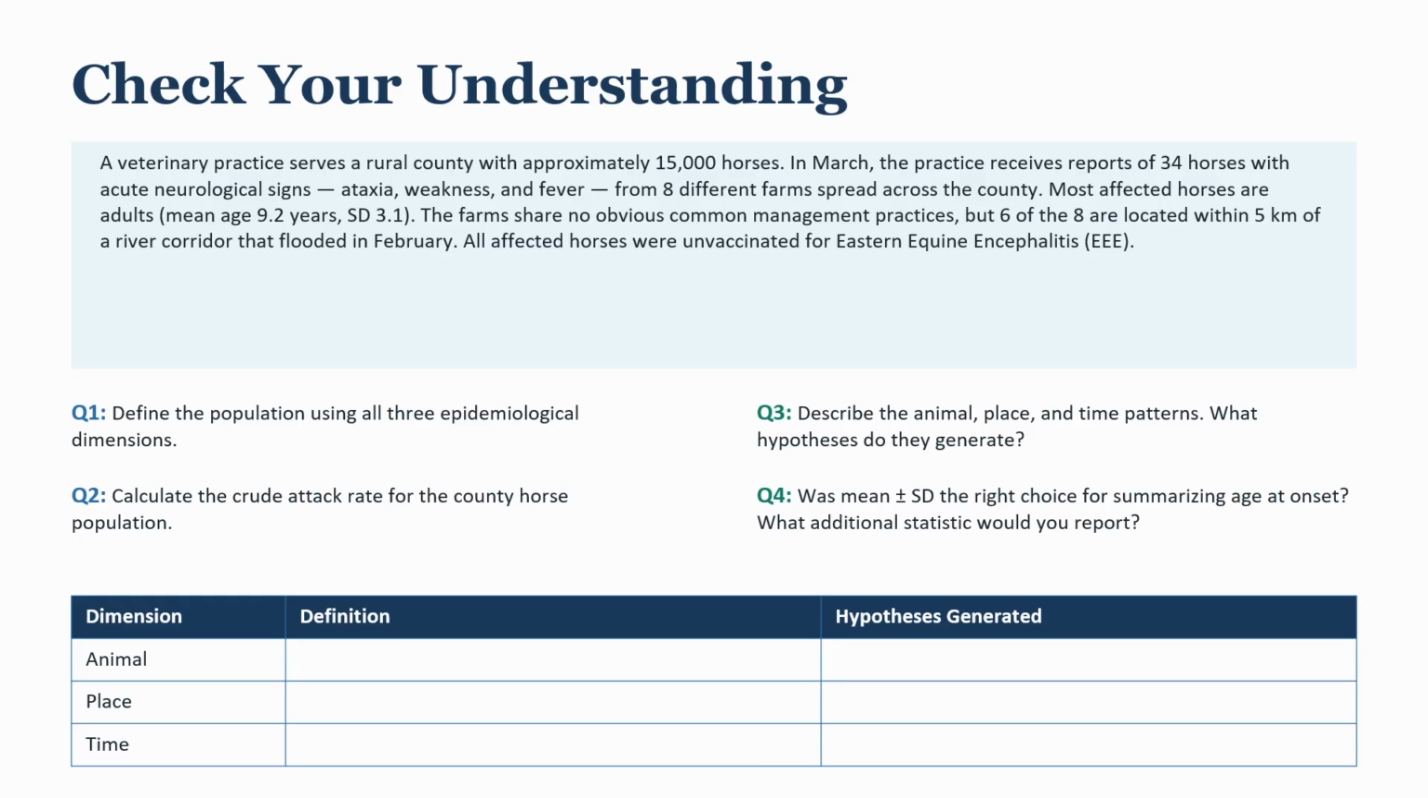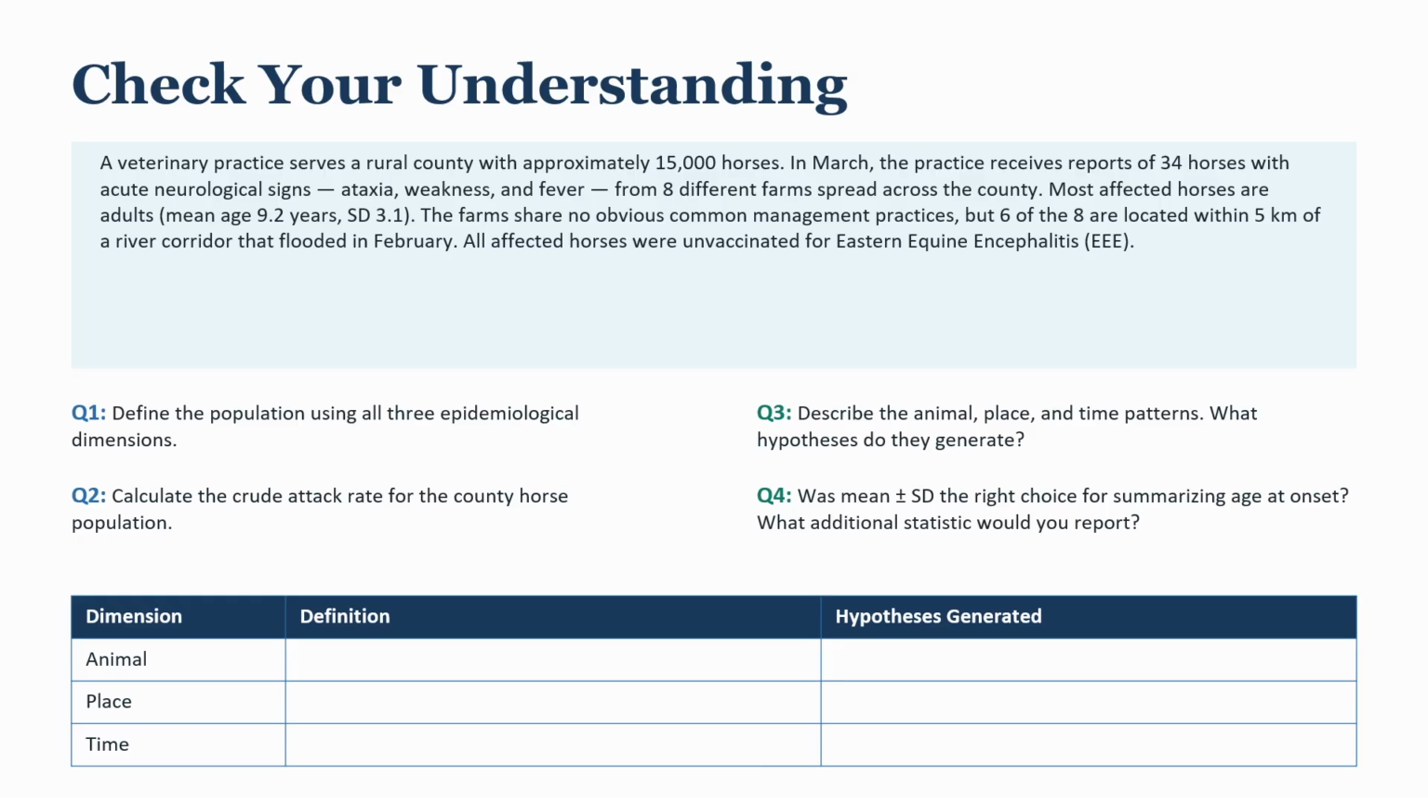Question 2, crude attack rate. Attack rate equals cases divided by population at risk equals 34 divided by 15,000 equals 0.00227 equals 0.23% or 2.3 cases per 1,000 horses. This is a low attack rate, which is actually informative. It suggests either limited exposure, high background immunity, or both. EEE is a vector-borne disease with typically low attack rates in equine populations even during outbreak conditions.